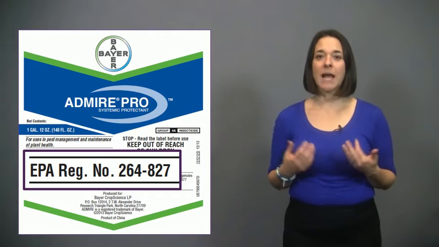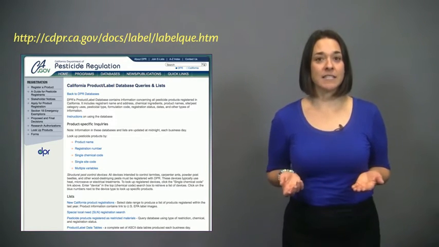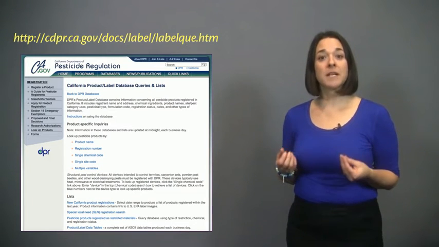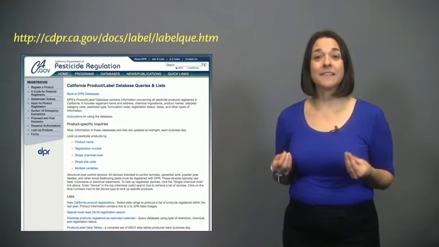Earlier in the course, I mentioned that before a pesticide can be used in California, it must also be evaluated and registered by the California Department of Pesticide Regulation, DPR. You can verify that your product is registered in California by checking the DPR database. The label on a registered product must be followed. It is the law.